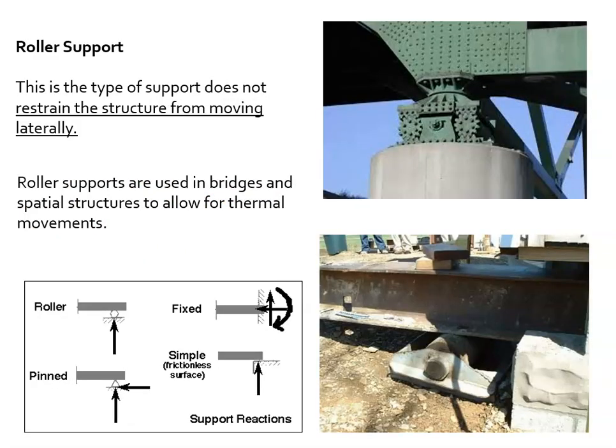Okay, and here's the roller. All right, maybe I should have moved that up front, but that's the roller. When you're driving under overpasses, you look up and you will see this type of connection supporting a bridge, very common. It does not restrain the structure from moving laterally. So it's allowed to move a little bit in this direction, okay? Used to support bridges and spatial structures that experience thermal movements, as I said.